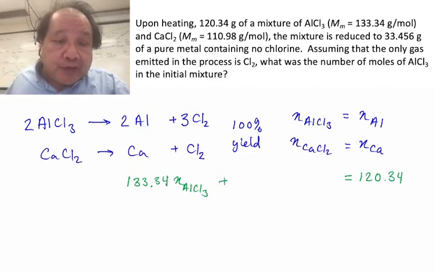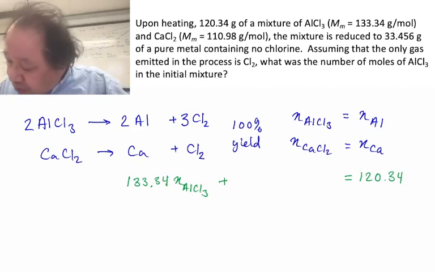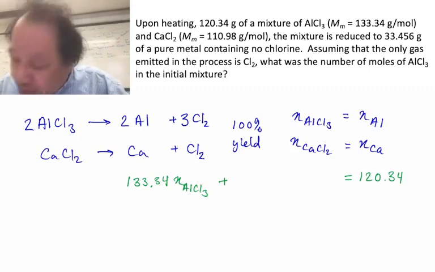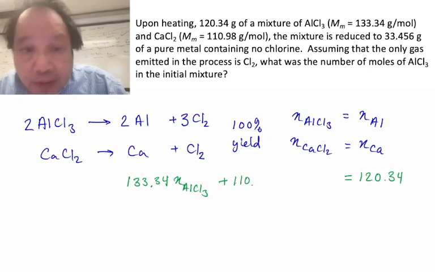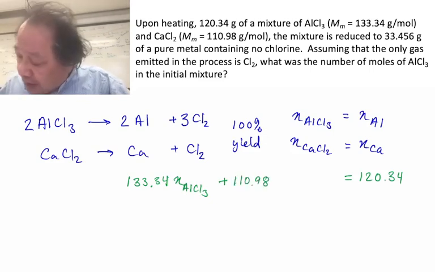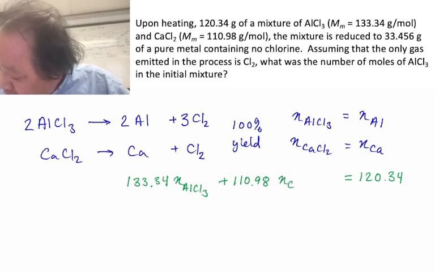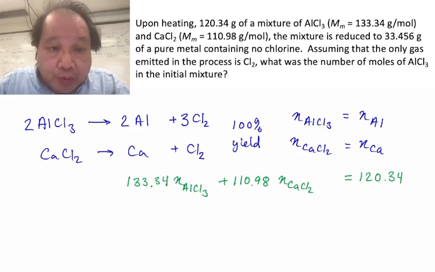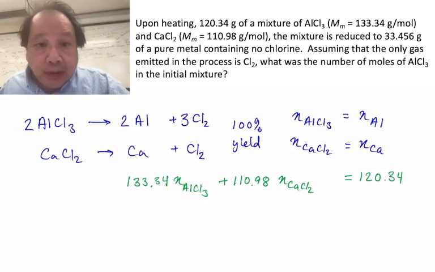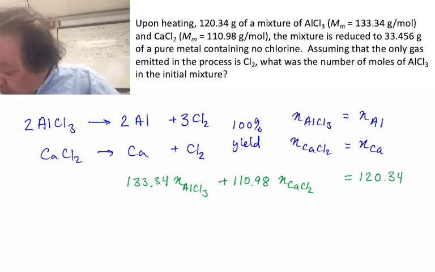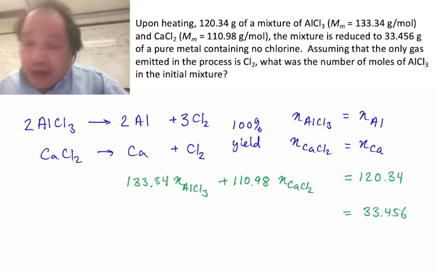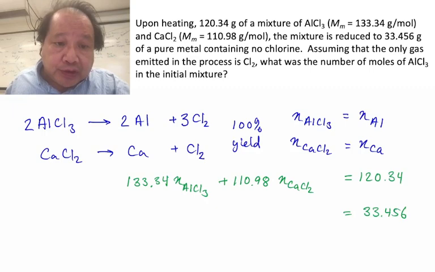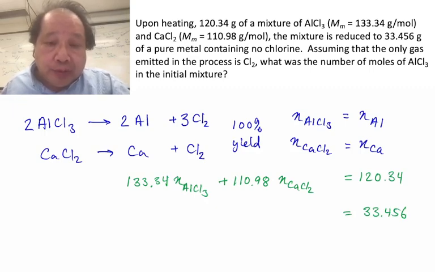And we've also been given the molecular mass of the CaCl2, 110.98 times the number of moles of CaCl2, and that's equal to 120.34. And then afterwards, the mixture only weighs 33.456 grams. A lot of chlorine has left the system, and it's all metal.